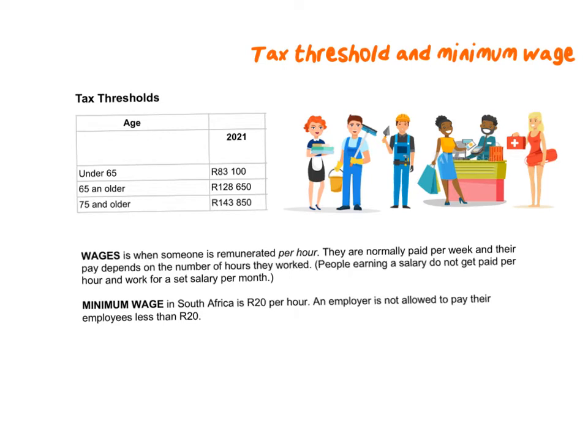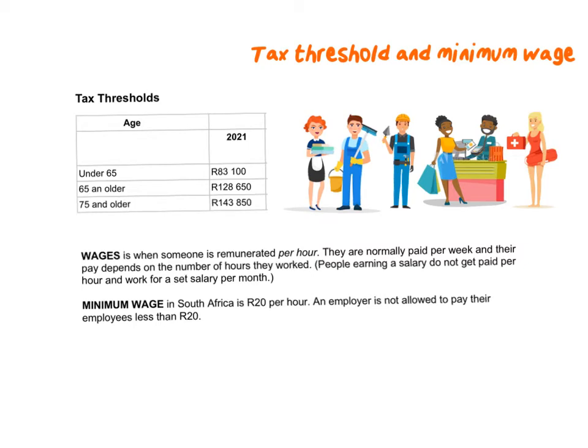Other terminology that you need to know is tax threshold. So if you earn below a certain amount, you do not have to pay tax. For people under the age of 65, this is 83,100 Rand a year. So that works out to just under 7,000 Rand a month. And you would know that 7,000 Rand a month in today's age is actually very, very little, especially if you need to pay for housing and food and medical bills. So people that earn a basic wage or a basic salary would not pay tax.